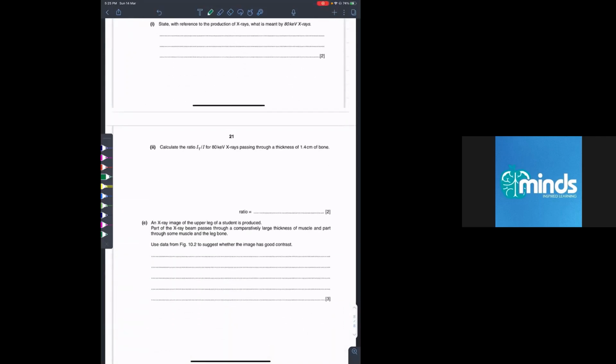Calculate the ratio IT over I for 80 kilo electron volt X-ray passing through thickness of 1.4 centimeter of bone. Is it 0.015? Yes, sir.